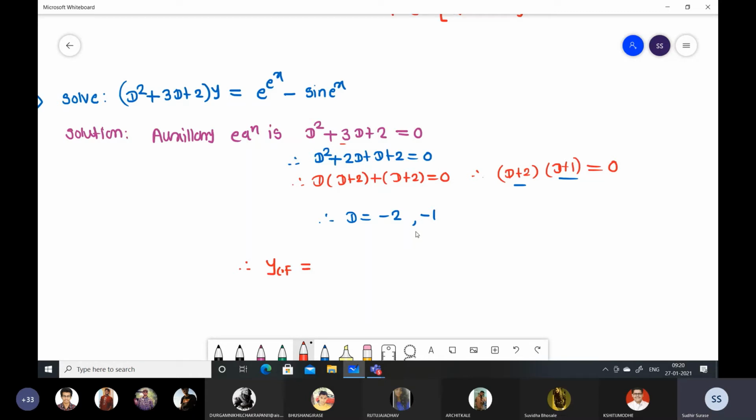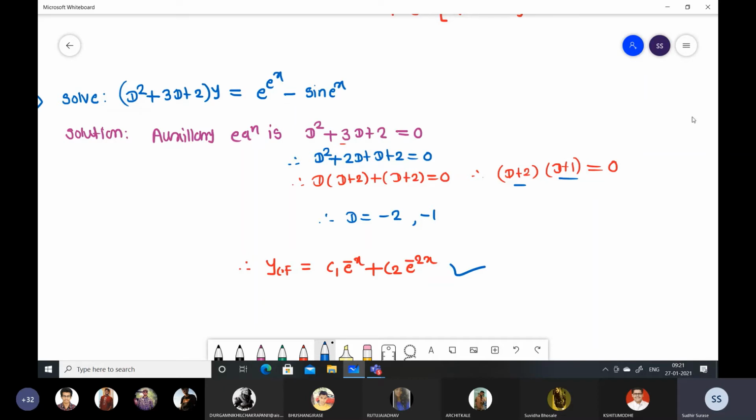Do you know how to write this solution in this case? Can anyone tell how to write, if we have roots real and distinct? C1 e raised to minus x plus C2 e raised to minus 2x. Very good. C1 e to the power minus x plus C2 e to the power negative 2x. So this is the way of writing the complementary function. Okay, half part done. Now we are focusing on YP.